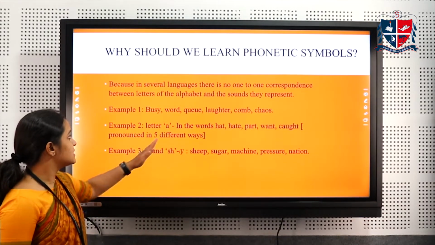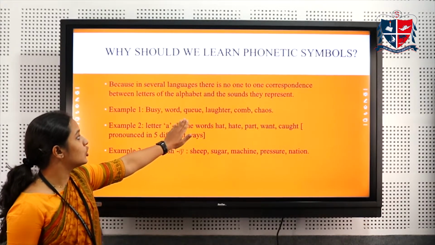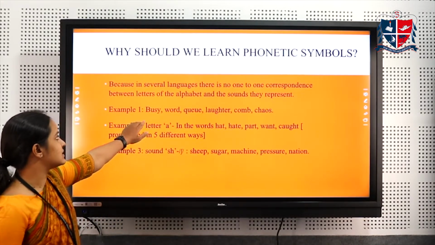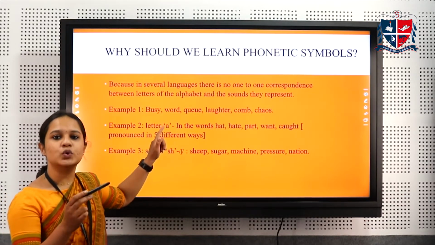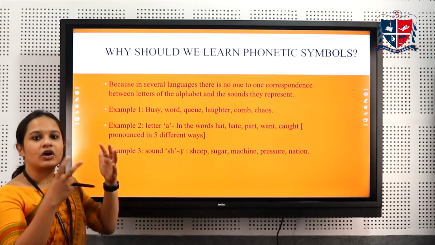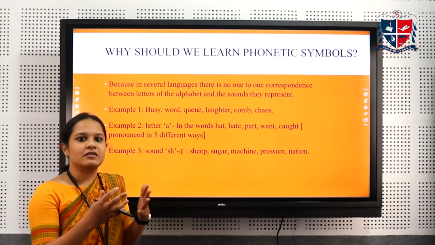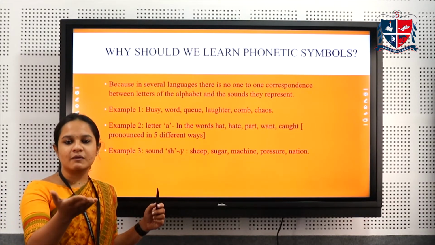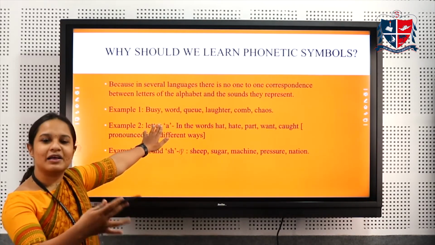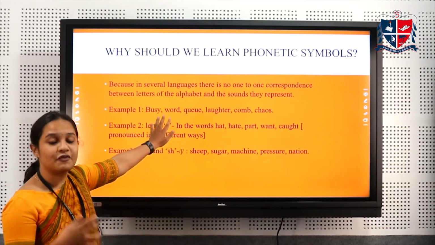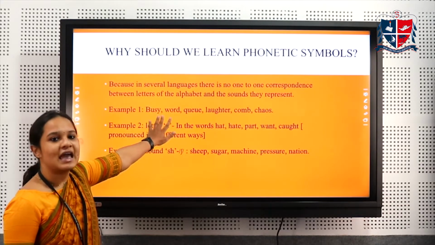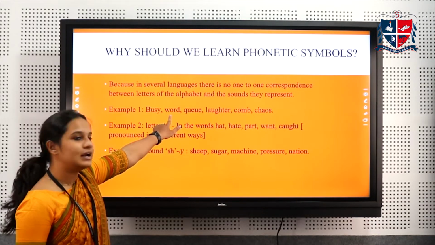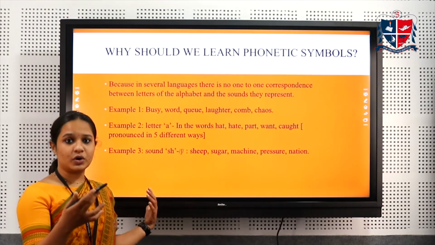First example, see the words busy, word, queue, laughter, comb, chaos. Okay, in these words, the spelling of busy is B-U-S-Y. But if we go according to the pronunciation, we can have the spelling something like B-I-S-Y or something. But then the correct spelling of busy is B-U-S-Y, right? The word word, in word, R is silent, okay?